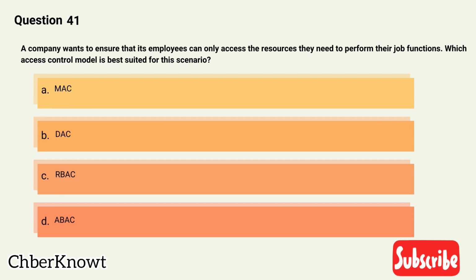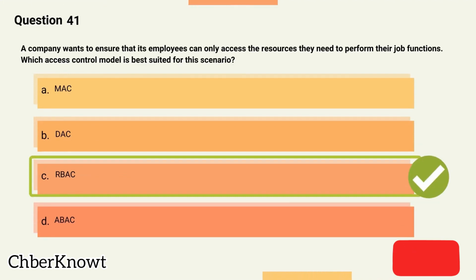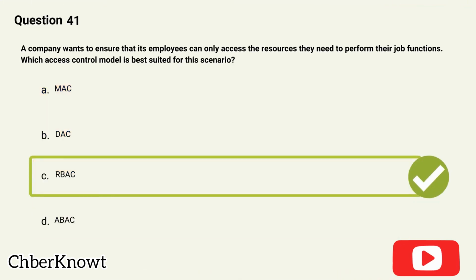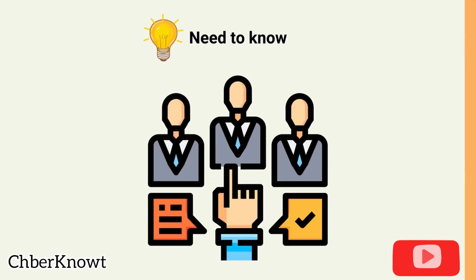Option A. MAC. Option B. DAC. Option C. RBAC. Option D. ABAC. The correct answer is option C. RBAC. Explanation. Role-based access control, RBAC, is best suited for this scenario. RBAC assigns users to predefined roles and grants permissions based on their job responsibilities.